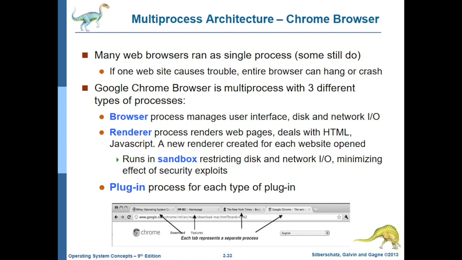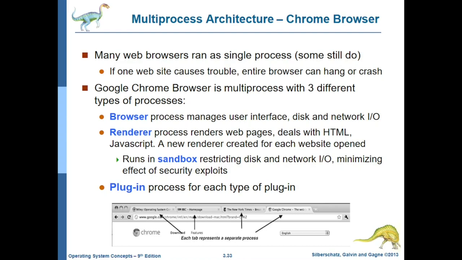So let's see what each of them does. The first one, the browser process, is the main process that manages the user interface, such as tabs, menu, and toolbar. The browser process also handles disk and network input-output, such as downloading files and sending requests to web servers. The browser process is responsible for creating and managing the other processes.